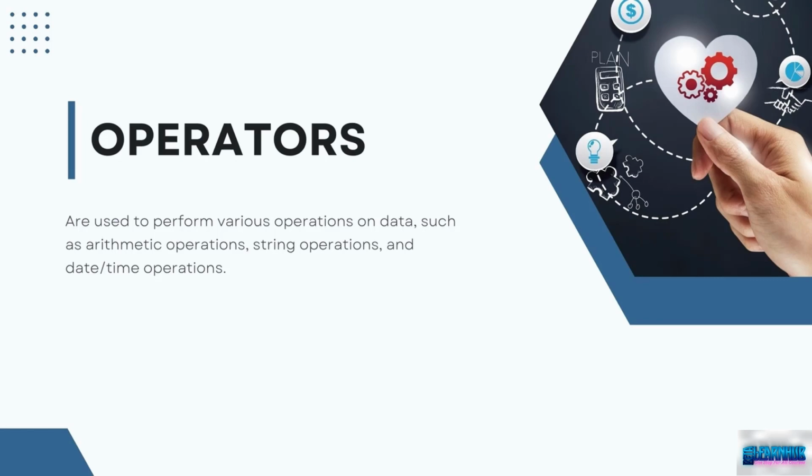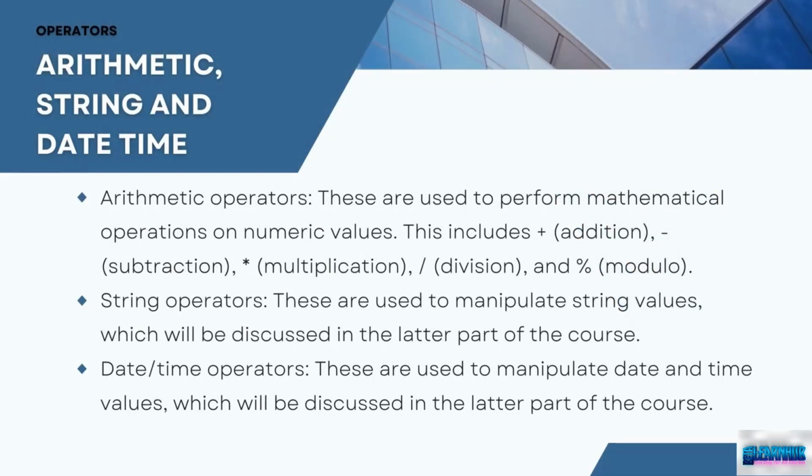Operators are used to perform various operations on data, such as arithmetic operations, string operations, and date/time operations. Arithmetic operators are used to perform mathematical operations on numeric values. This includes plus, addition; minus, subtraction; asterisk, multiplication; slash, division; and percent, modulo. String operators are used to manipulate string values, which will be discussed in the latter part of the course. Date/time operators are used to manipulate date and time values, which will be discussed in the latter part of the course.